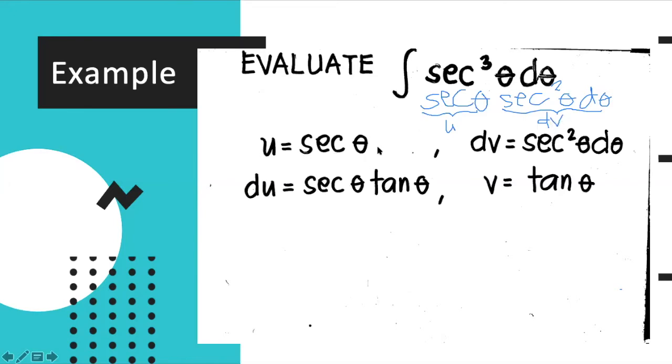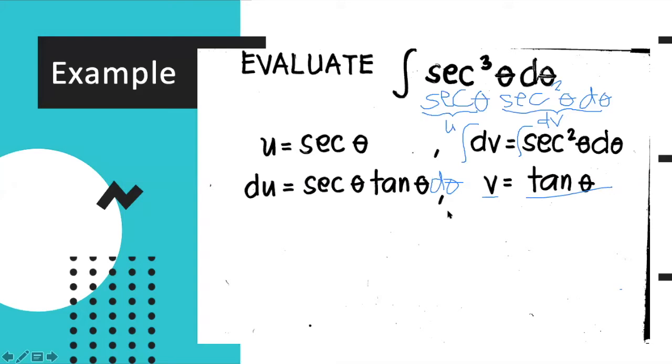So you have u equal to secant theta. You differentiate this. You have du equal to, differentiating secant theta, secant theta tangent theta d theta. Because it is a differential, you need to put d theta. Okay, clear? Now your dv is equal to secant squared theta d theta. So you will integrate to obtain the value of v. The integral of secant squared theta, you have the formula for this, is tangent theta.